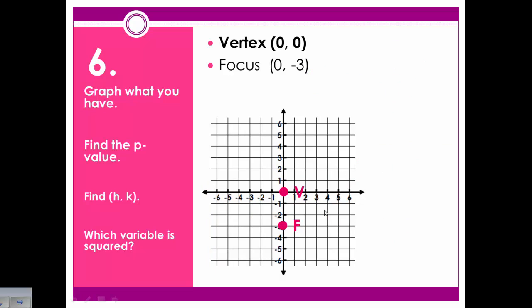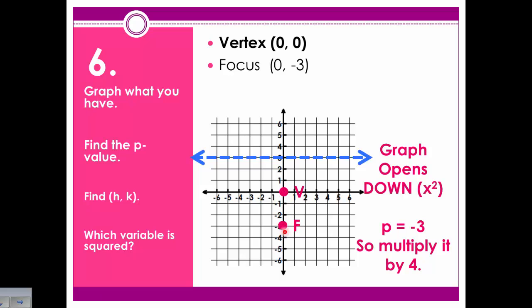You need to figure out what direction this graph is going to open. We counted the distance here to get the 4. We know p is negative because the graph opens downward. When it opens downward, that's an x squared. Substitute in to get your numbers.